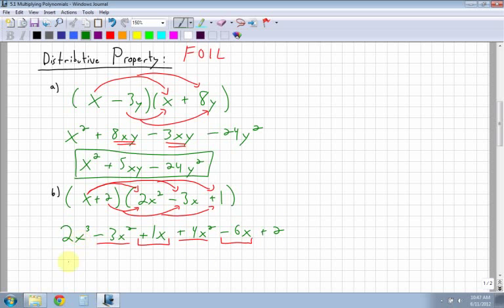So finally, my 2x cubed is the only one that's like 2x cubed. I have negative 3x squared plus 4x squared. So I actually have plus 1x squared. Notice I'm not putting the 1. And then I have plus 1x minus 6x, which is negative 5x. And then finally, at the end, I have a plus 2. Now I shouldn't have any like terms because I've already combined them all.